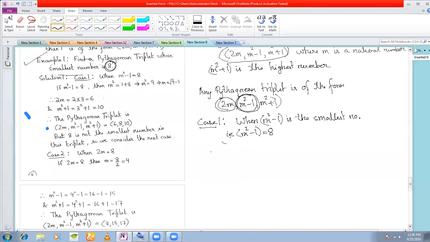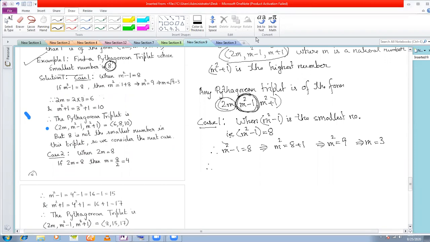Okay, so therefore, m square minus 1 is equal to 8 means m square must be equal to 8 plus 1. That is m square is equal to 9. That means m must be equal to 3. Okay. Now I have found out the value of m here, considering m square minus 1 is the smallest number. Therefore, what are the other numbers? The other numbers are 2m and m square plus 1.